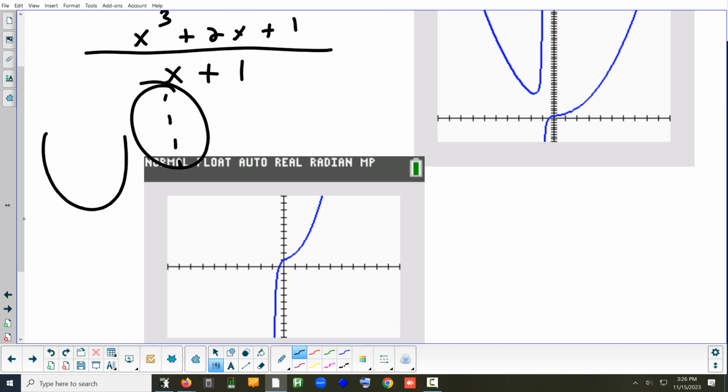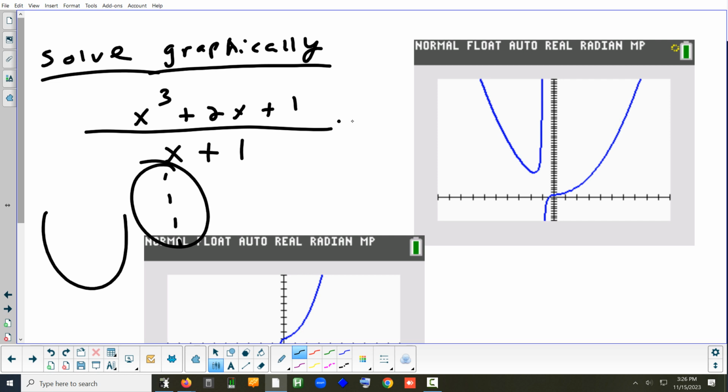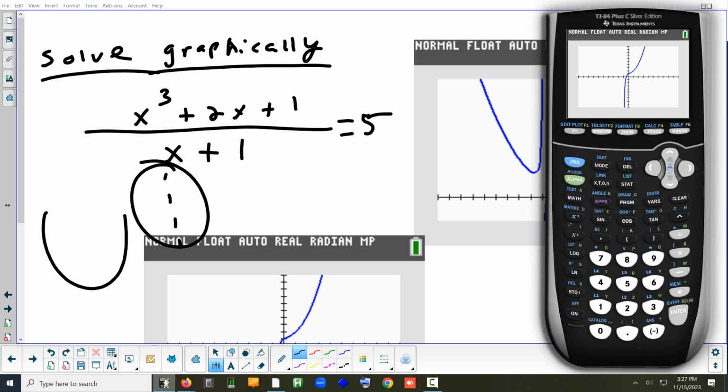All right, so now let's set that equal to something so we can solve it. Let's do like equals, I don't know, 5. So how would I put in a line at 5 so I could find out where it hits 5? You just go to the y2 and just put 5. Yeah, just put in 5.